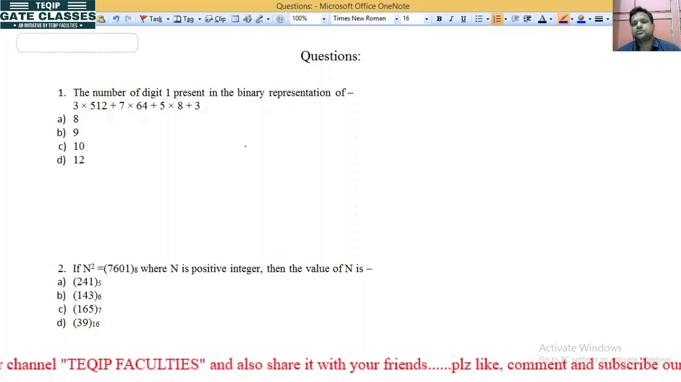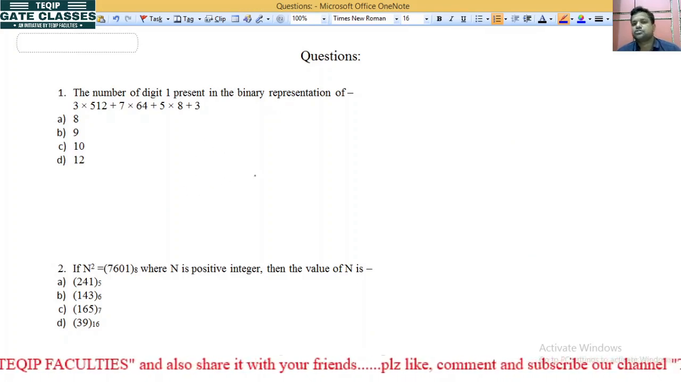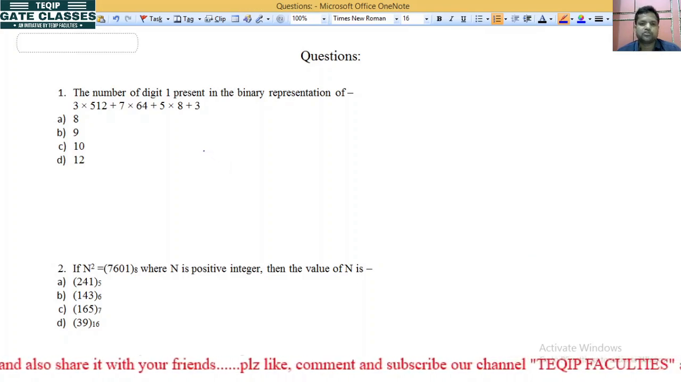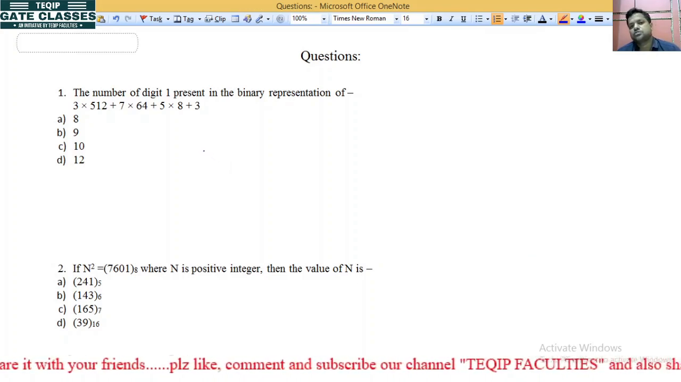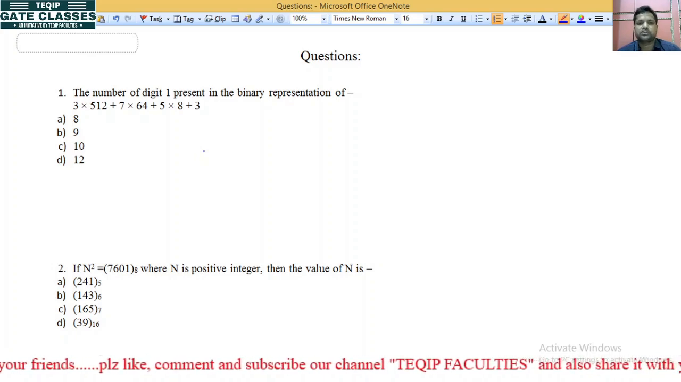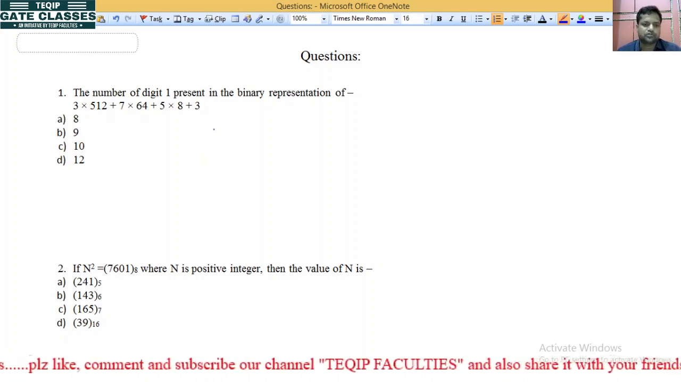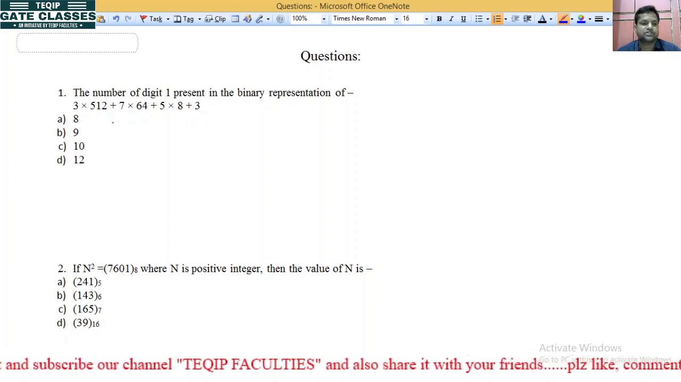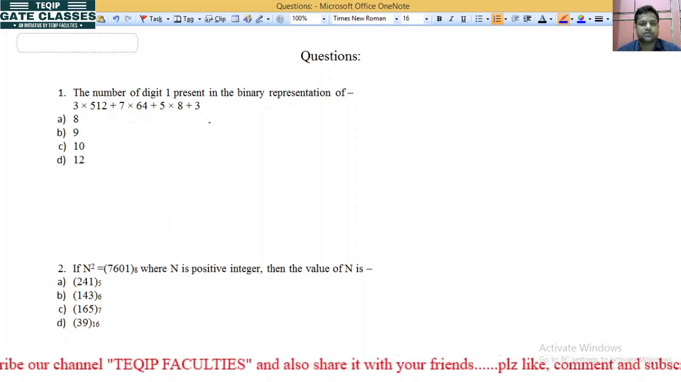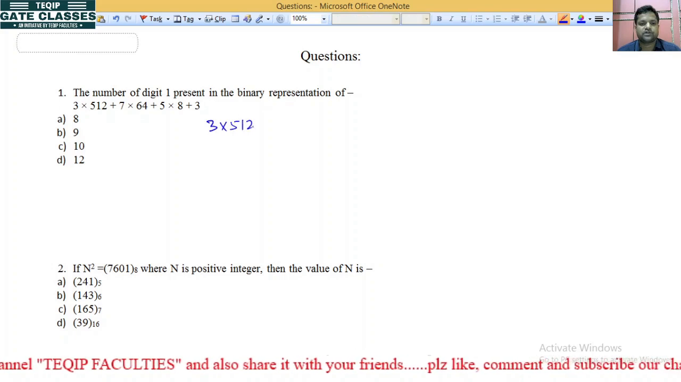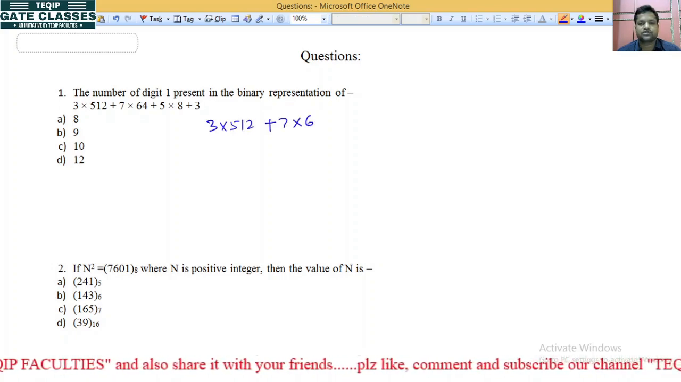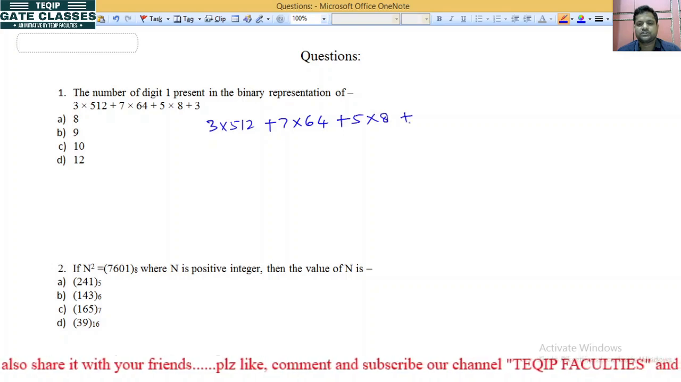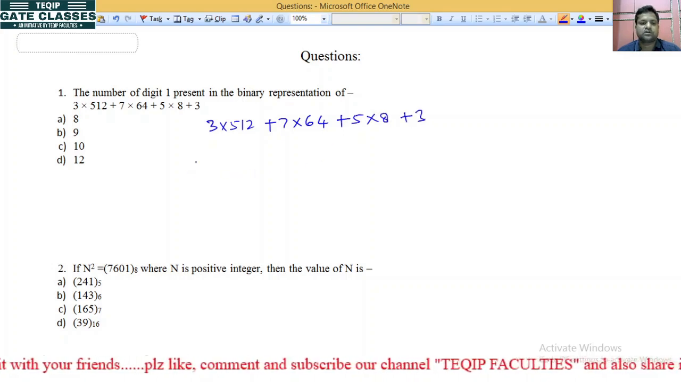Now we are going to solve all these questions. We have already given these questions in the Telegram group. Okay na? So I am going to solve all these questions. You just match with your answer. So the question is, the number of digit 1 present in the binary representation of 3 into 512 plus 7 into 64 plus 5 into 8 plus 3.